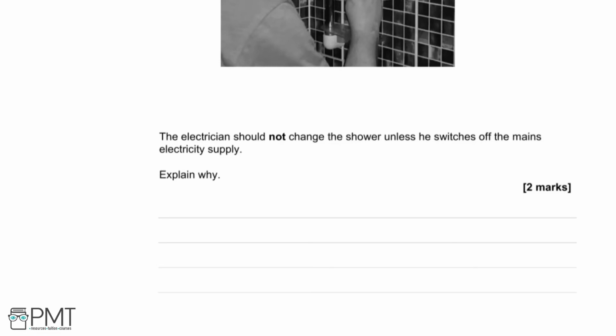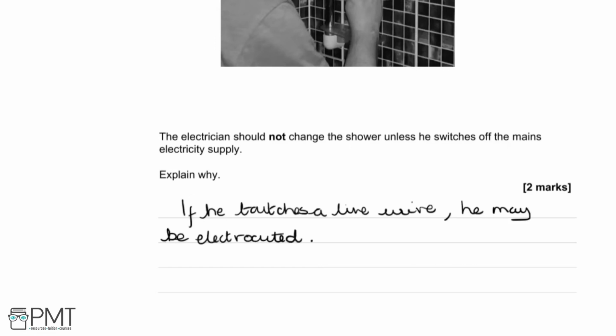So the electrician needs to switch off the mains electricity supply because if he touches a live wire, he may be electrocuted. Saying he may be electrocuted or he may get an electric shock is 1 mark, and saying this might happen if he touches a live wire is the 2nd mark.